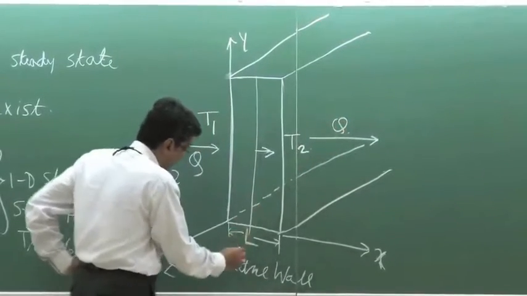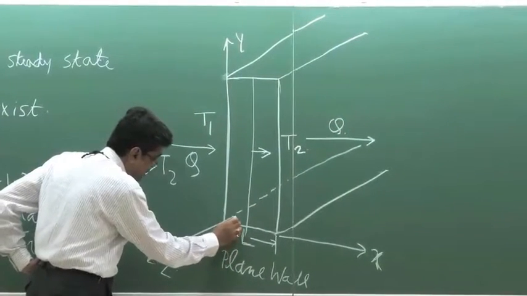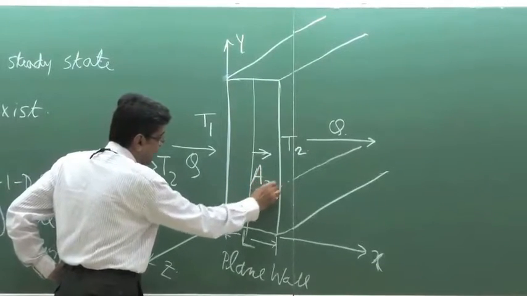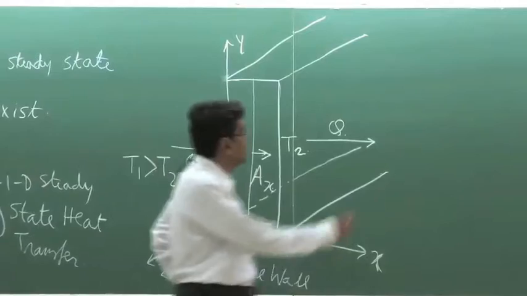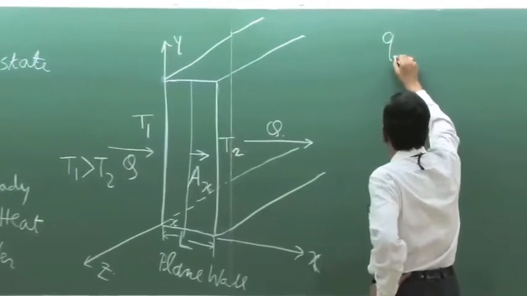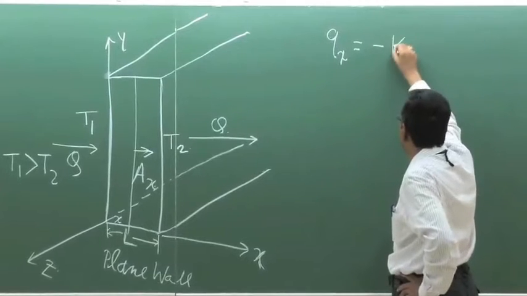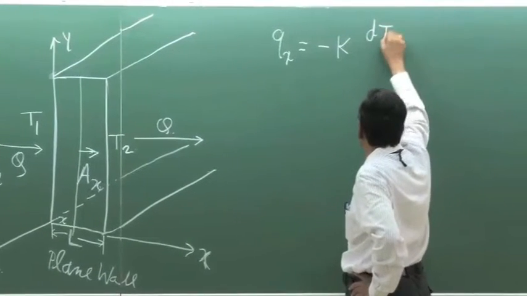Now, if I take a section at x and let the cross-sectional area be Ax, then what is the heat flux? Qx is minus k dT/dx.